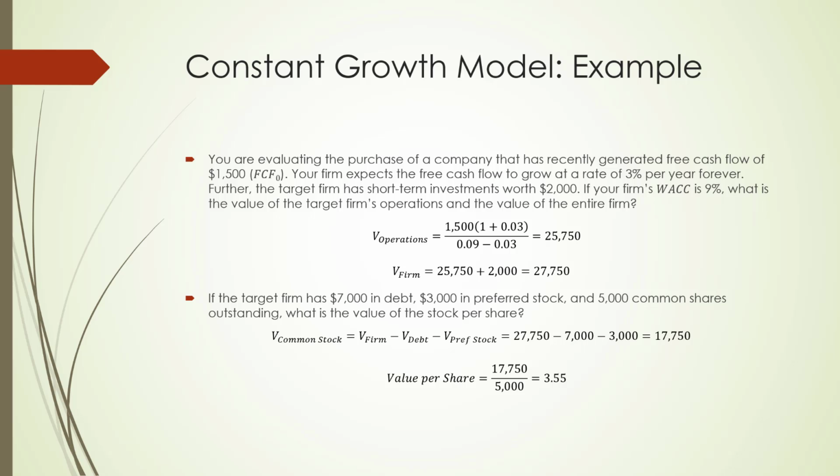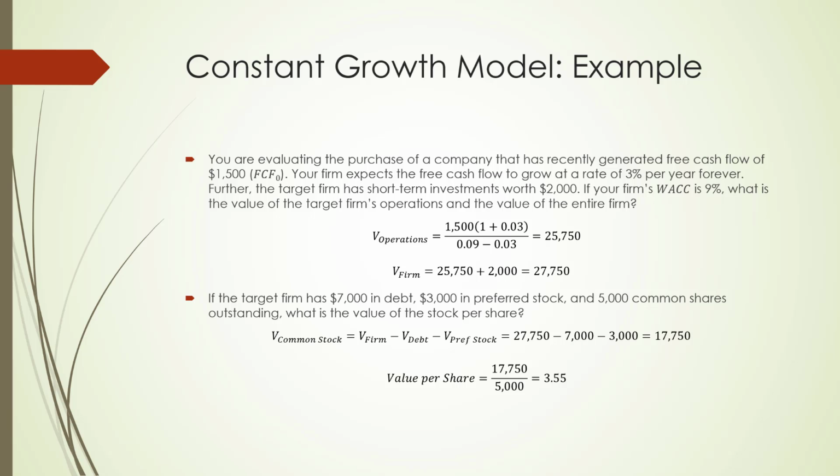Okay, great. Now, what we really want to know is what is the value of the common stock, because remember, you're going to buy this company, or you're thinking about buying this company, and so you need to know what is the highest price that I would be willing to pay to acquire the common stock in this firm. So to find that, we're going to take the value of the firm, $27,750, minus the value of the debt, minus the value of the preferred equity, and the problem tells us that the firm has $7,000 in debt, $3,000 in preferred equity. So $27,750 minus $7,000 minus $3,000 is $17,750.